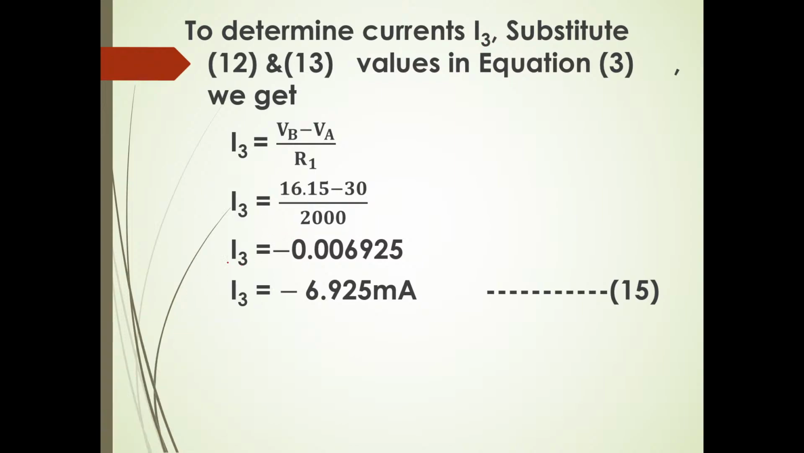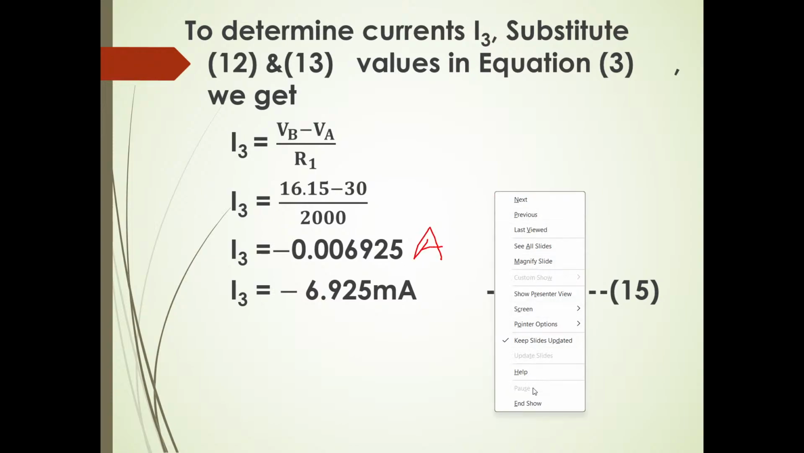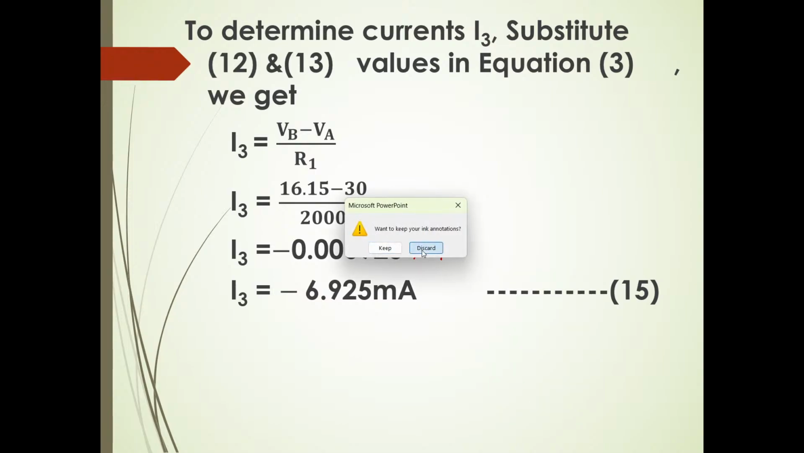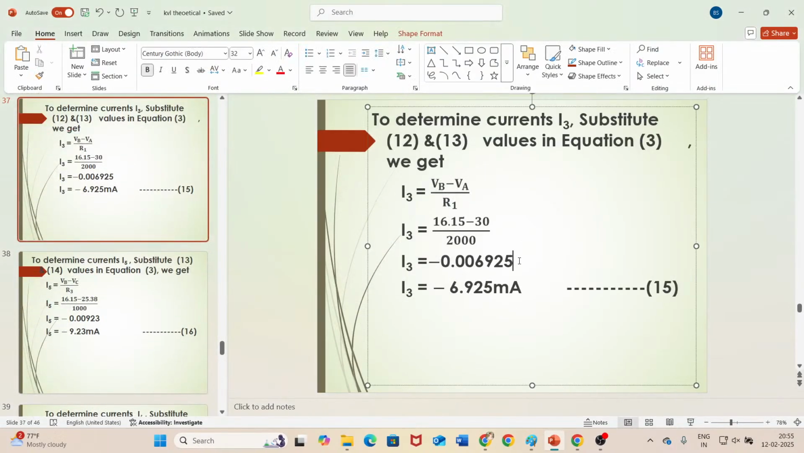You will get the I3 value, that is minus 0.006925 amperes. I didn't write the unit here, so I'll type amperes. These amperes you can convert into milliamperes.